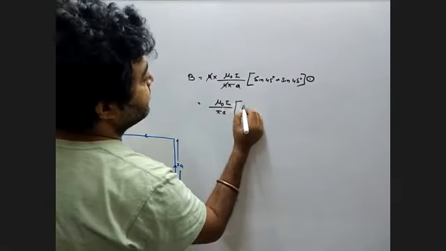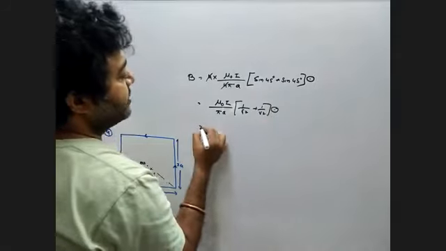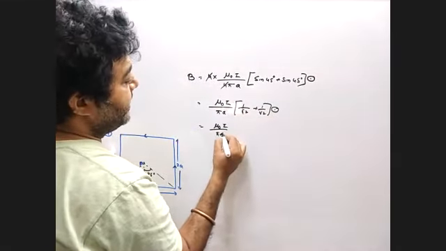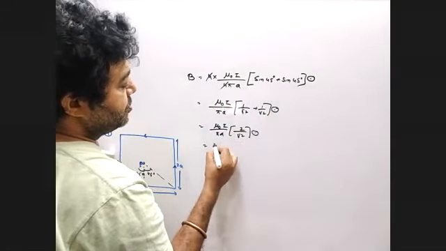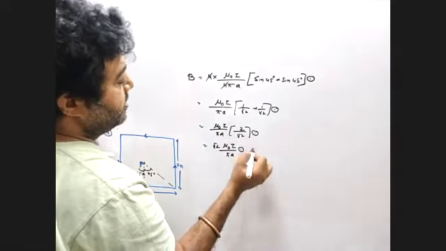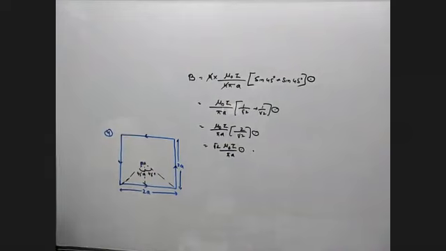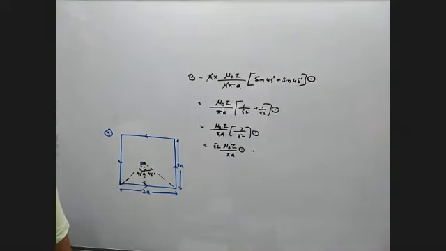Pi a, 1 by root 2, 1 by root 2, dot. So what you have: mu naught I by pi a times 2 by root 2, dot. That means root 2 mu naught I by pi a, dot. Done. Everyone, is it okay? Yes, sir.